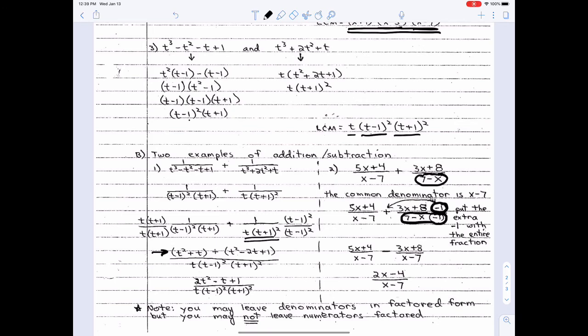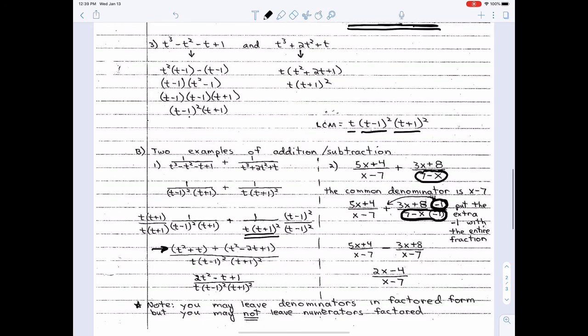What do you do with this -1 that's on the top? You can give it to the whole numerator and call it -3x plus 8, but don't do that. I'm not saying it's wrong. I'm saying you'll start making mistakes. So instead, what I'm going to do is put it to the whole fraction. And that's how this changed to become a negative. Now let's just combine. We have 5x minus 3x is 2x, and 4 minus 8 is -4. So we have 2x minus 4 over x minus 7.